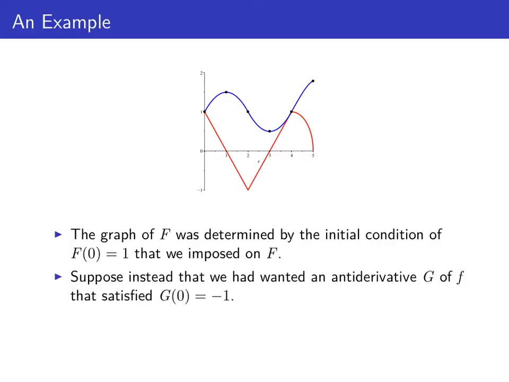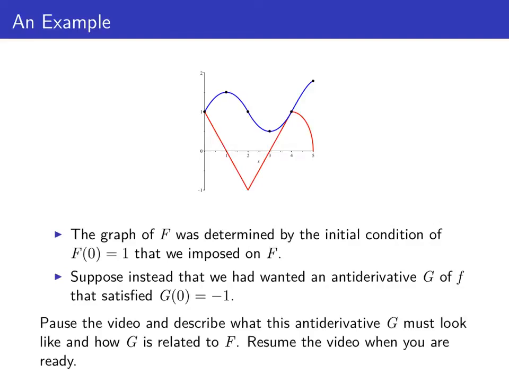Suppose we had a different condition that we set. Suppose we wanted an antiderivative of little f that went through the point 0, negative 1. Let's call that antiderivative big G. How would it differ from big F? So pause the video for a moment and describe as best you can what this antiderivative big G has to look like and how it's related to big F. And then resume the video when you're ready.